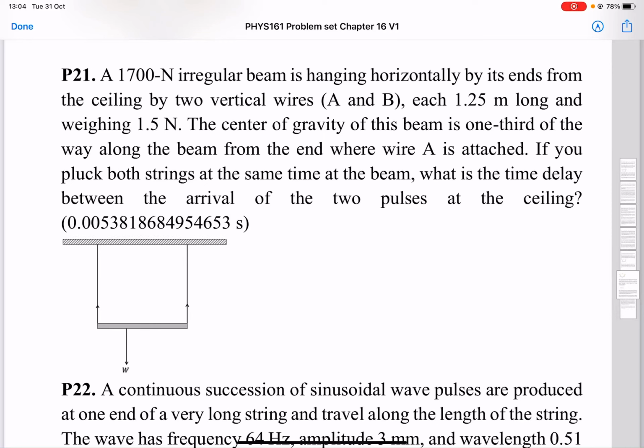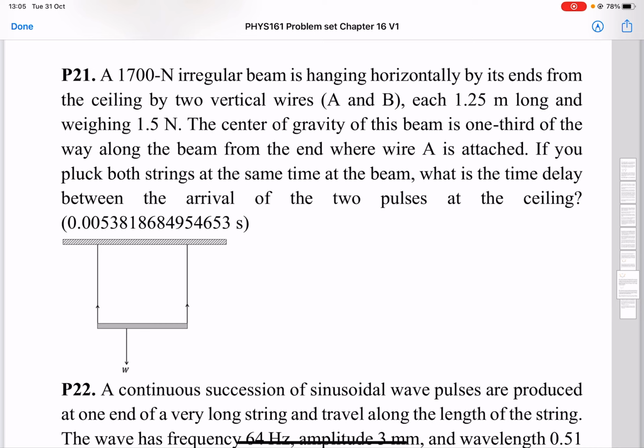Here we have problem number 21. A 1700 Newton irregular beam is hanging horizontally by its end from the ceiling by two vertical wires. So we have wire A and B. Each length is 1.25 meter long. The weight is given of the wires, which is 1.5 Newton.